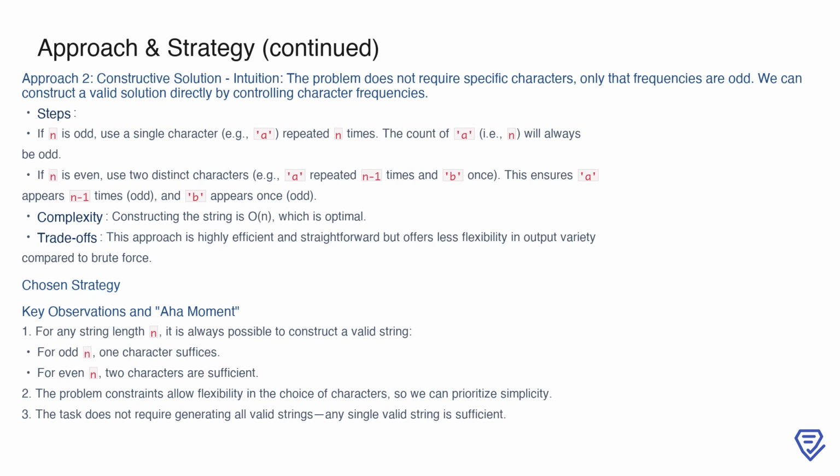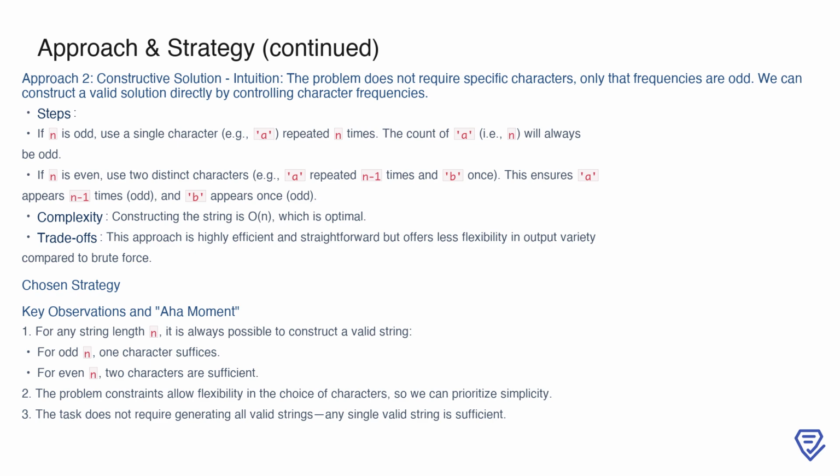If n is odd, we can use a single character, such as a repeated n times. Since n is odd, the frequency of a will also be odd, satisfying the condition. If n is even, we can use 2 characters, for example, a repeated n-1 times and b once. This ensures a appears n-1 times, which is odd, and b appears once, which is also odd. The complexity of this approach is linear, O(n), which is optimal. While this approach lacks the variety of outputs possible with brute force, it is highly efficient and straightforward.